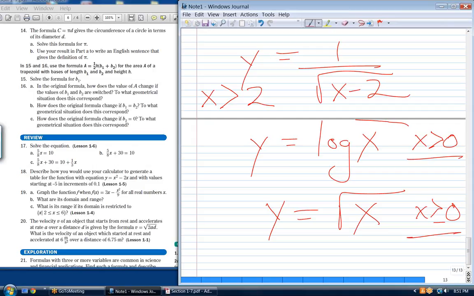Okay, so domains are easy. Ranges tend to be what's hard. Ranges require a little bit more out-of-the-box kind of thinking.